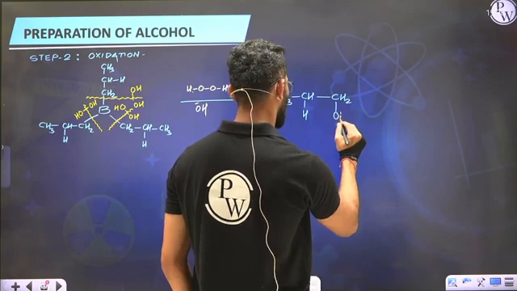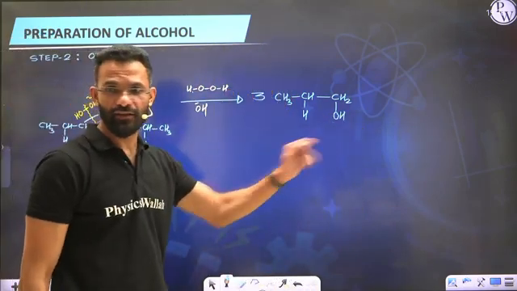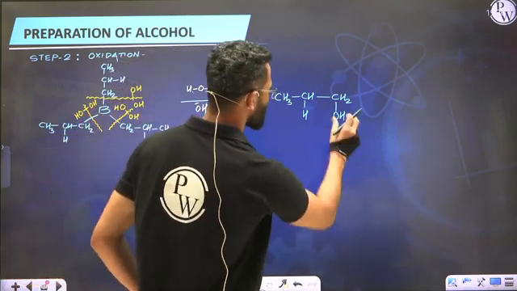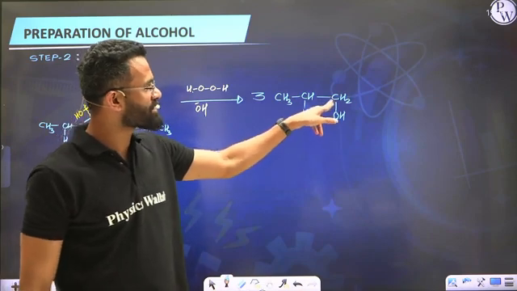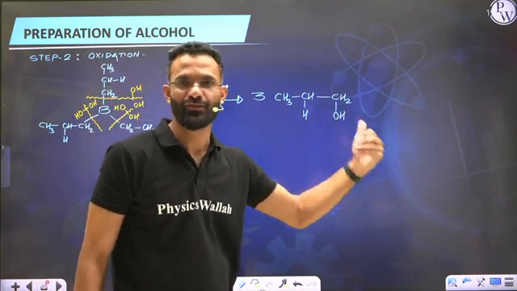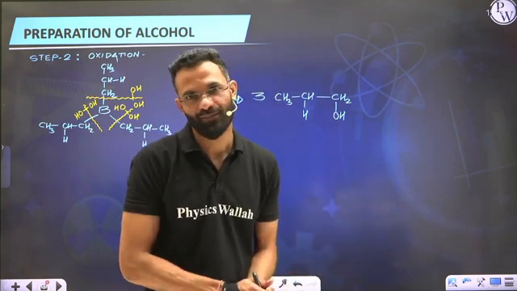Well guys, what we have seen here is not the mechanism, it's just for the sake of understanding. So now in this final product, if you observe, you will realize the OH group is getting connected to that carbon which is least substituted or the one which is carrying more number of H's. So this is following the anti-Markovnikov addition.